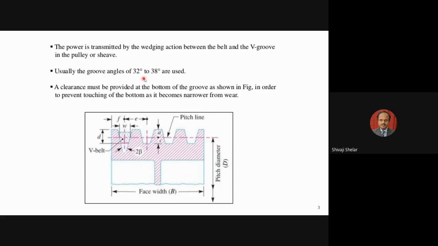The V groove angle is slightly greater than the V belt angle. The V belt angle is between 29 and 40 degrees. The V groove angle is kept slightly greater than that, in the range from 30 to 38.